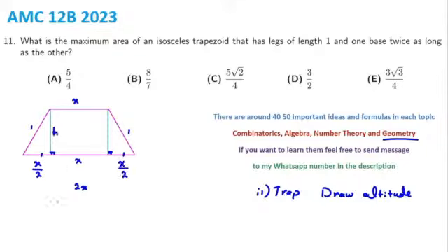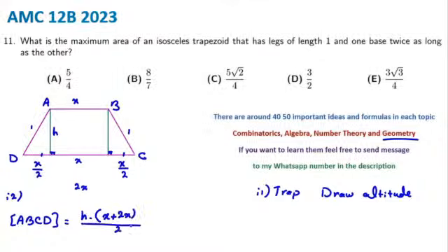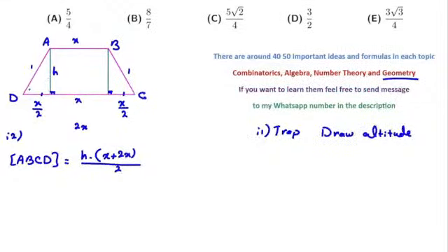And if you consider this height as h, let's call this area of ABCD, we want to calculate it in terms of x. The area of the trapezoid, you can write as a formula, is h times the sum of the bases, x plus 2x, over 2. But what is h? By the Pythagorean theorem, in triangle AED for example, h squared plus x squared over 4 is 1. So h squared is 1 minus x squared over 4.